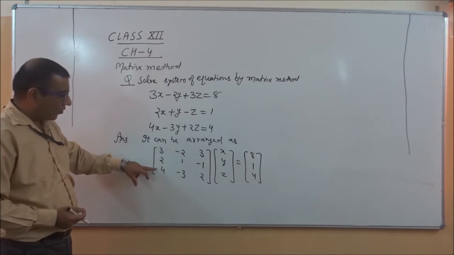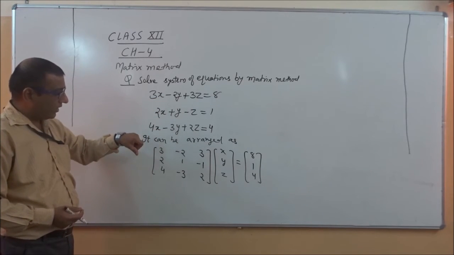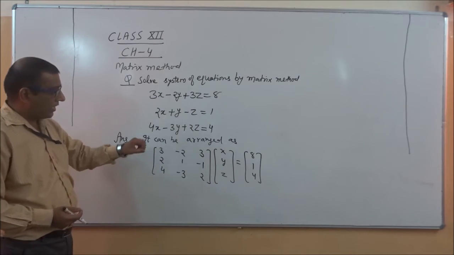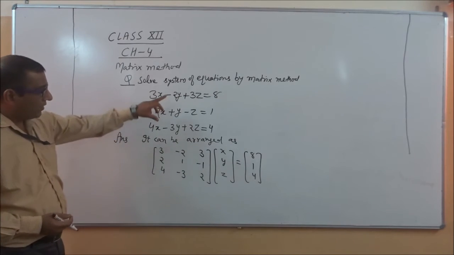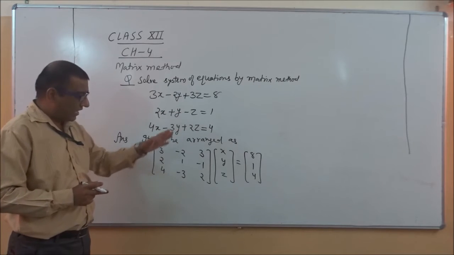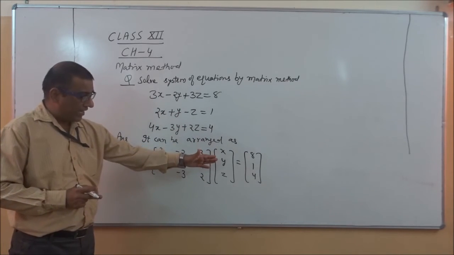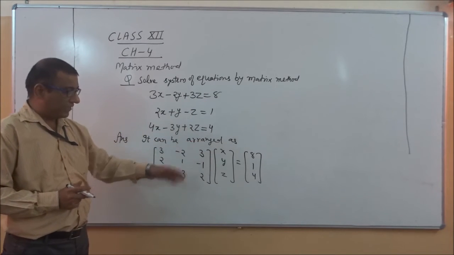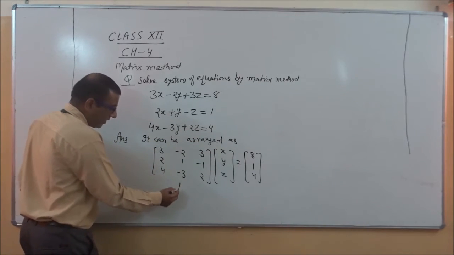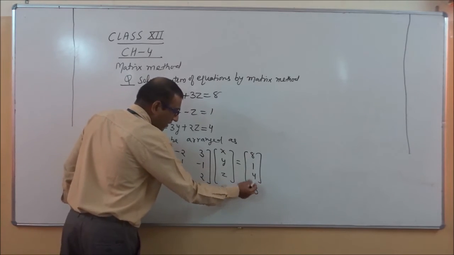3, 2, 4 are the coefficients of x, lying in the C1 column. Minus 2, 1, minus 3 are the coefficients of y, lying in the C2 column. 3, minus 1 and 2 are the coefficients of z, lying in the C3 column. Then x, y, z are the variables, and 8, 1, 4 are related with the right hand side. So the first matrix is related with capital A, the second one is X, and this is our B.